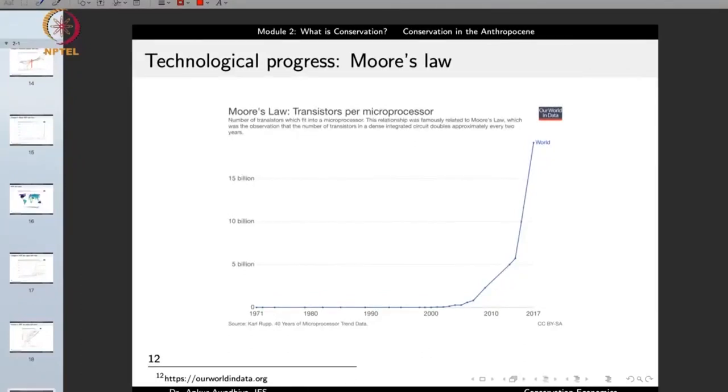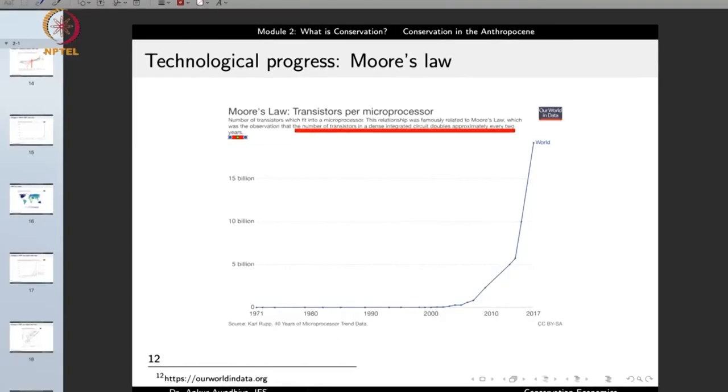Now, let us have a look at the T component, the amount of technology that is available to the society. We can use certain indicators to assess the rate of technological progress. So we can look at Moore's law. Moore's law is an indication of the number of transistors in a microprocessor. It says that the number of transistors in a dense integrated circuit doubles approximately every 2 years. So if you look at an integrated circuit, the number of transistors will double every 2 years. This was an observation that we had early in the 1960s.